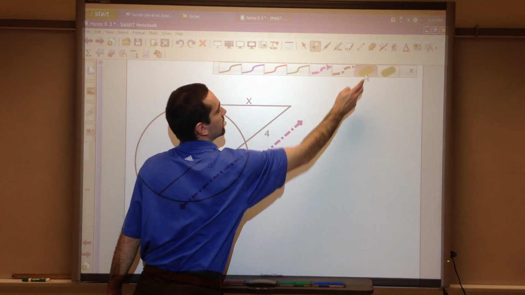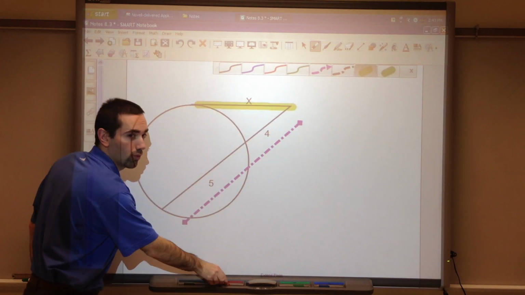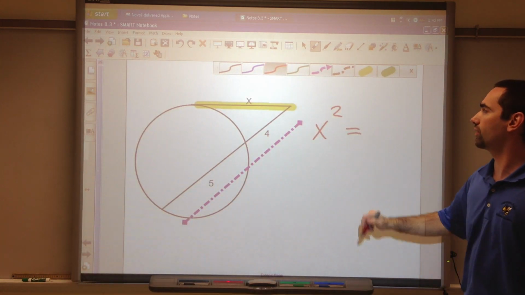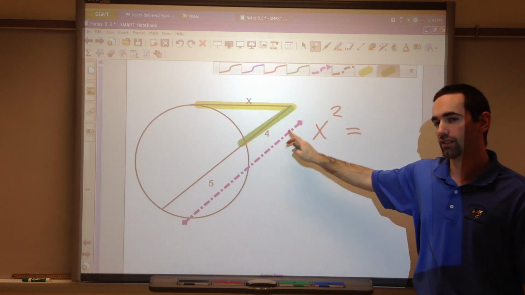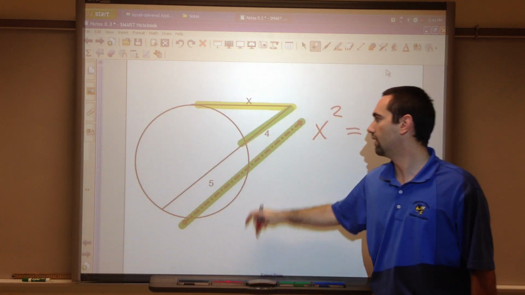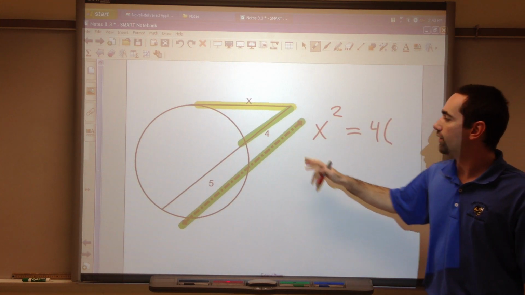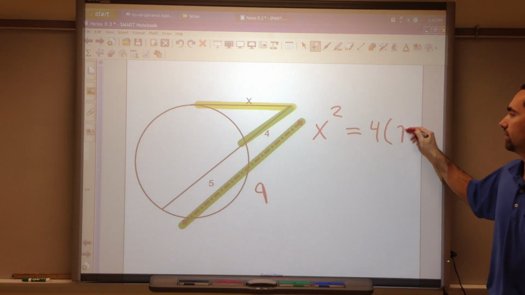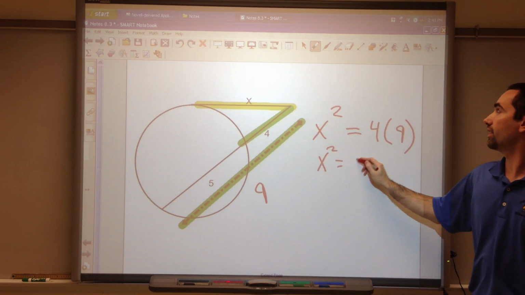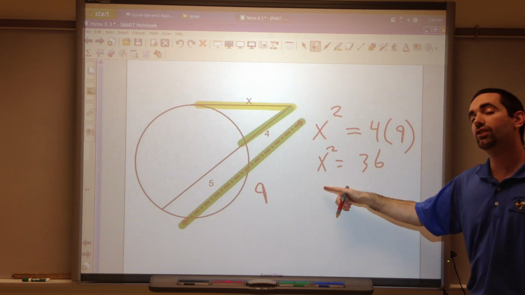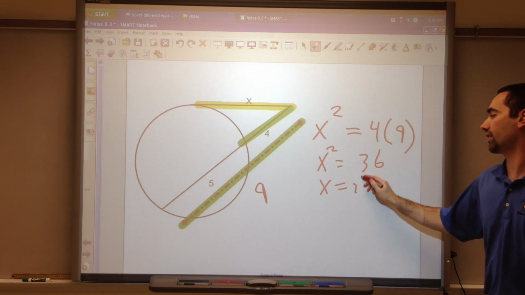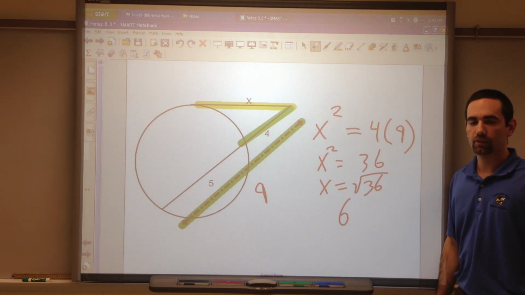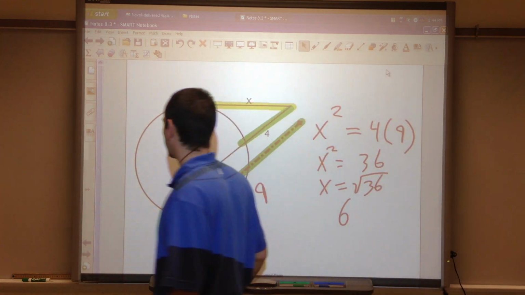Here we've got x. So I square it. So it's only the tangent. So I square it. X squared equals the outside times the whole. The outside's 4. The whole, 4 plus 5, is 9. X squared equals 36. So x is the square root of 36, which is 6. Let's look at one more example.